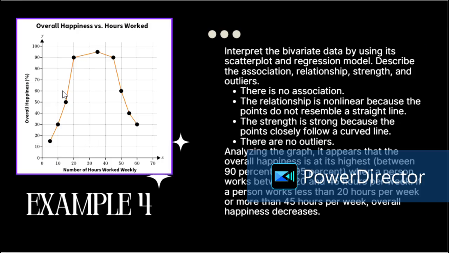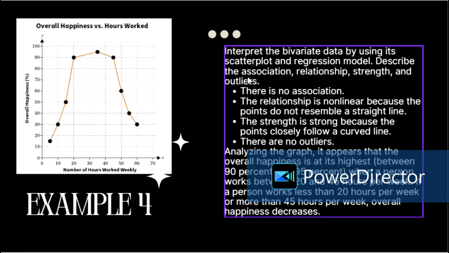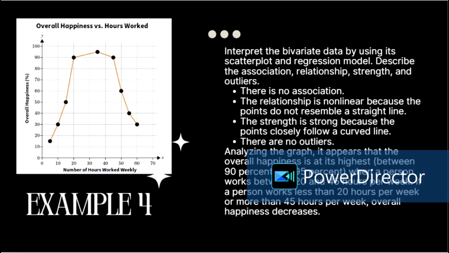So we can make a pattern out of this. We can draw a little Mr. Constellation here. So the strength is strong, okay? There are no outliers. Analyzing the graph, it appears that the overall happiness is at its highest between 90 and 95% when a person works between 20 and 45 hours per week, or more than 45 hours per week.